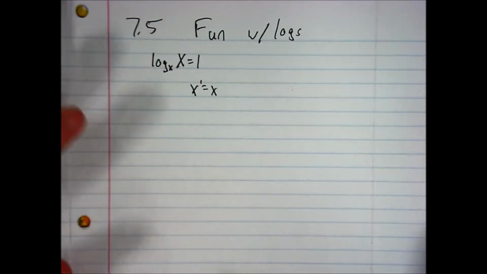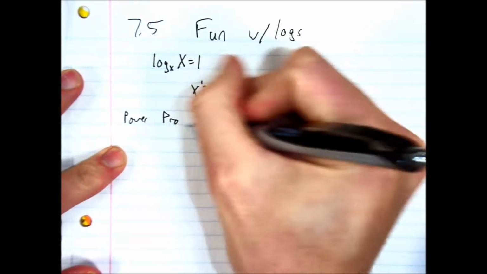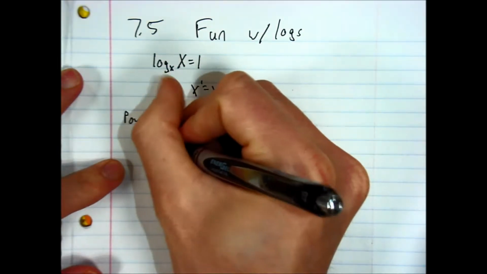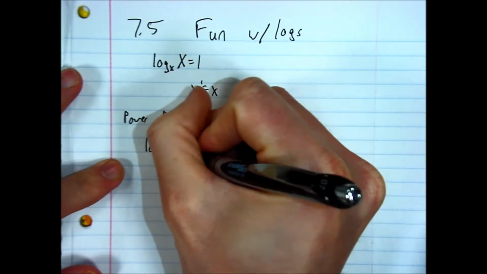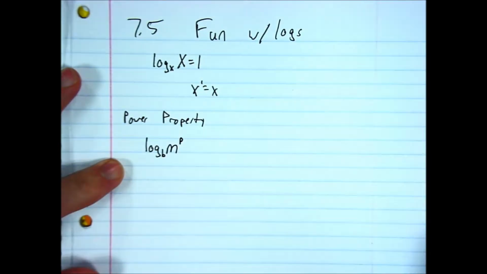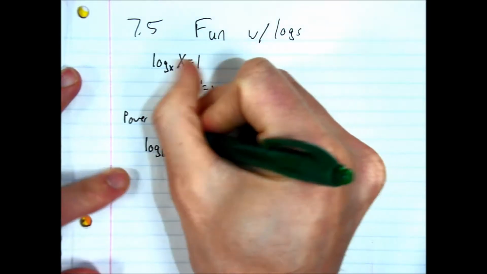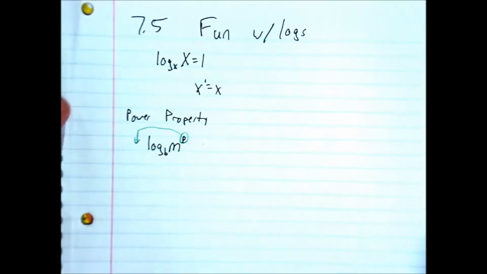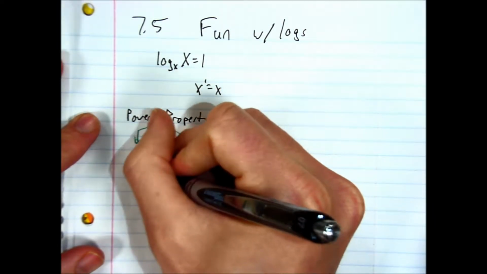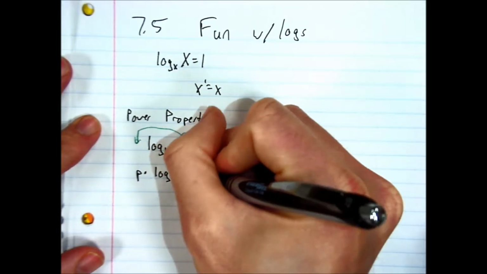Alright, our next property is the power property. Alright, that tells me that if I have log base b of m to the p power, I get to bring that exponent down in front. And then I will have p times log base b of m.